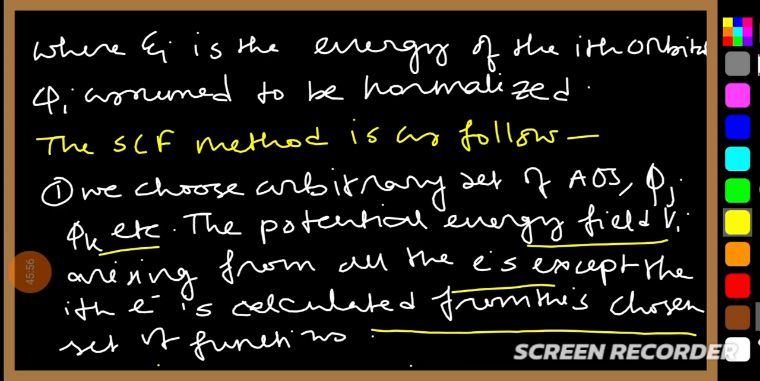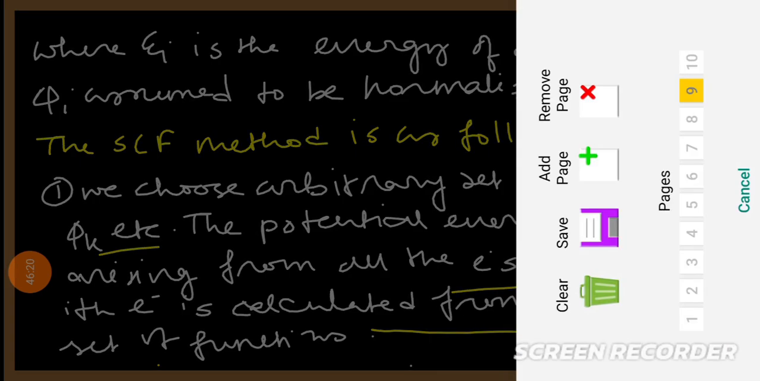You have to first choose arbitrary atomic orbitals, that must be phi j and phi k, and you can determine the potential energy of all of the electrons, but you never determine the potential energy of the chosen atomic orbitals. Okay, that is the consideration, that is the assumption.